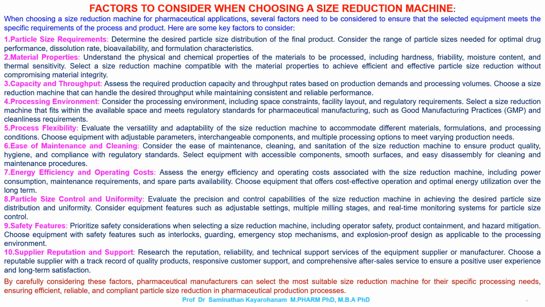Safety features. Prioritize safety considerations when selecting a size reduction machine, including operator safety, product containment, and hazard mitigation. Choose equipment with safety features such as interlocks, guarding, emergency stop mechanisms, and explosion-proof design as applicable to the processing environment. Supplier reputation and support.